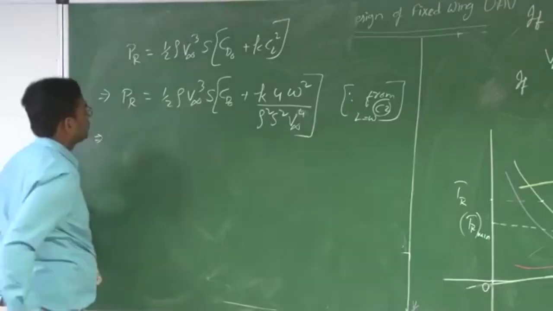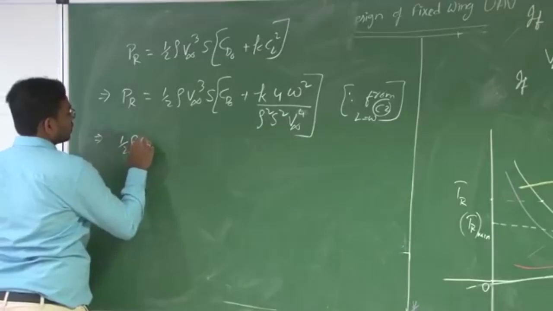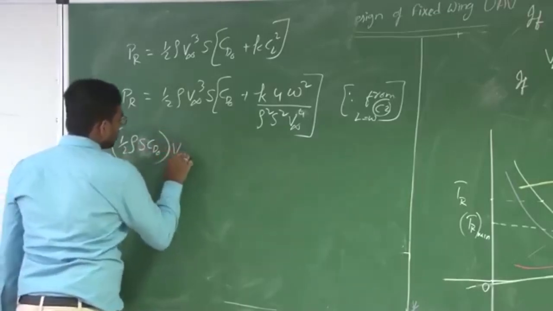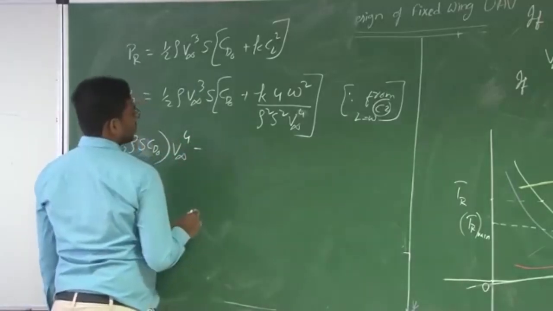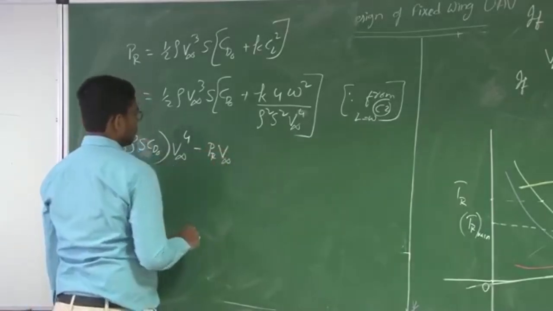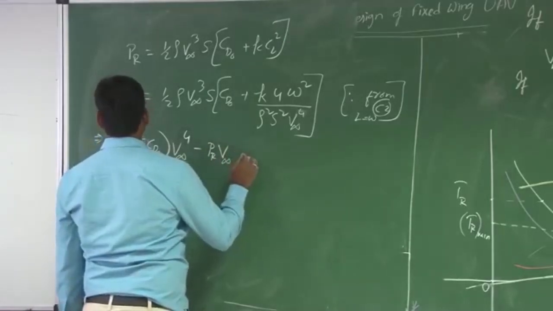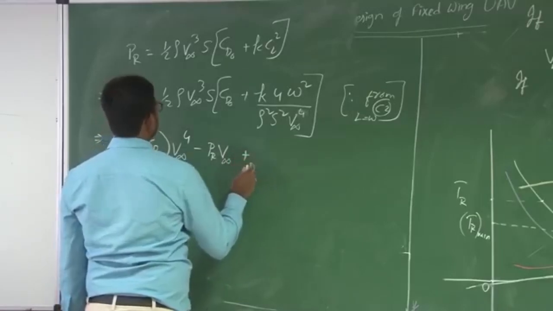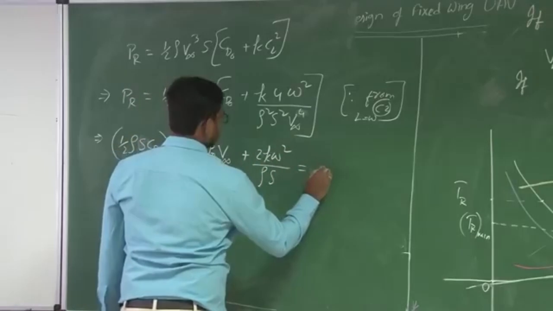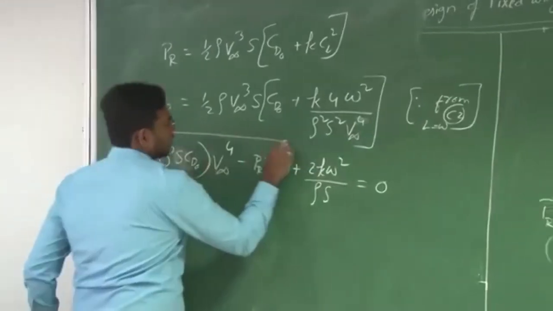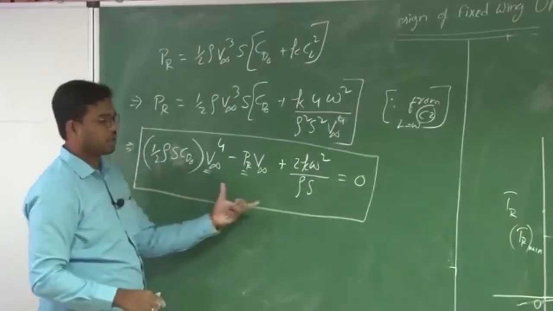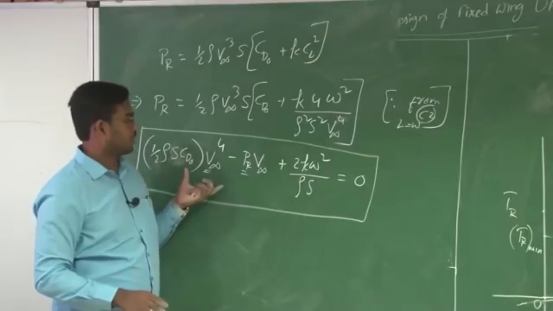This implies half rho S CD naught into V infinity raised to the power of 4 minus PR into V infinity, right? PR into V infinity plus 2kW square by rho S is equal to 0. This equation represents the relationship between velocity of flight and the corresponding power requirement. It doesn't have a closed form solution, so you can't obtain the solution analytically.